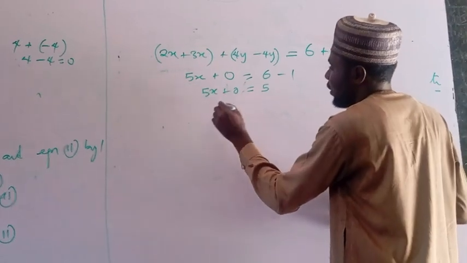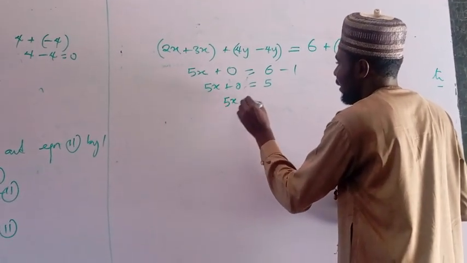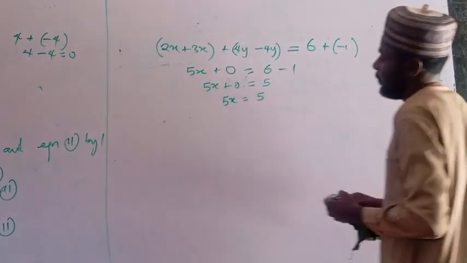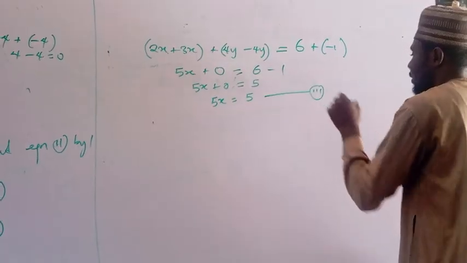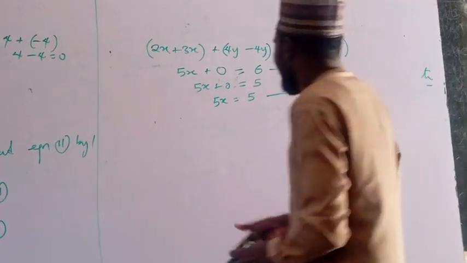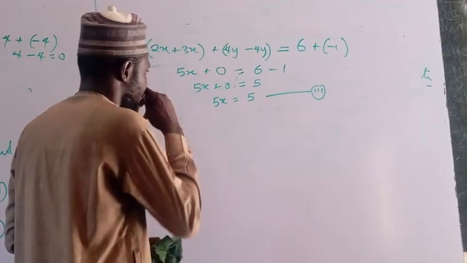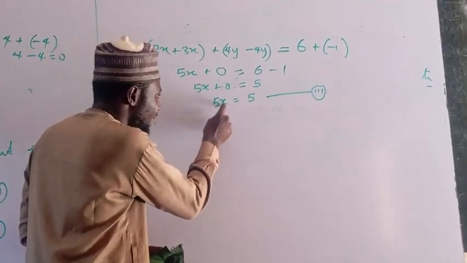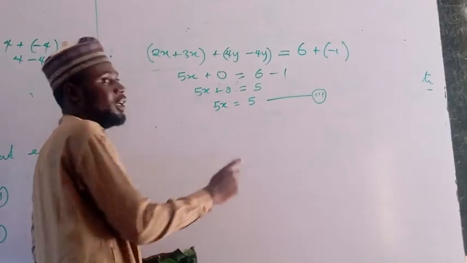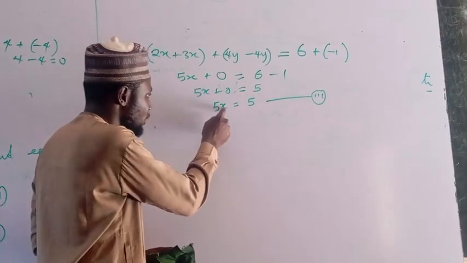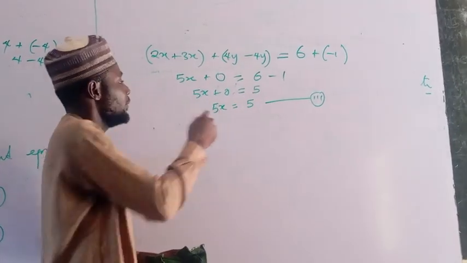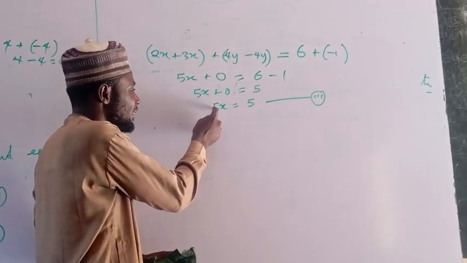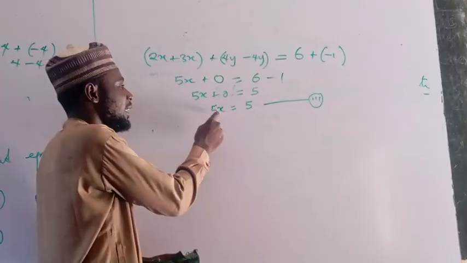Now 5x plus 0 is 5x is equal to 5. Now this becomes my equation 3. Now, example 5x is equal to 5. Ina so samu menene value na x na. Amma idan zan samu value na x na dole sai 5 da yake tare da x na ya bar nan complete. Amma ta yaya ne 5 da yake tare da x na zai bar nan?